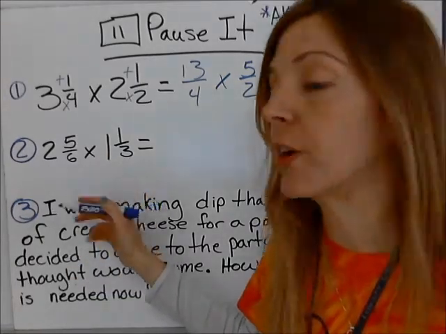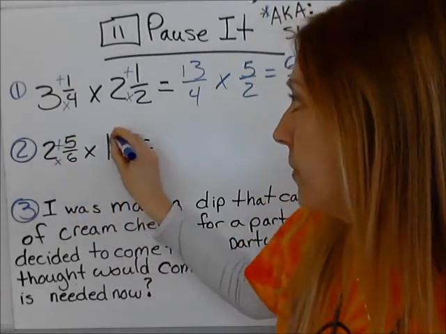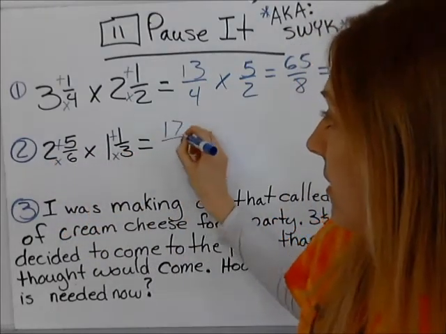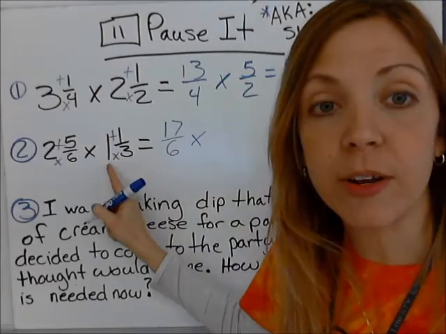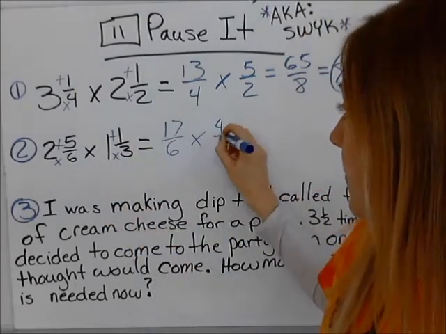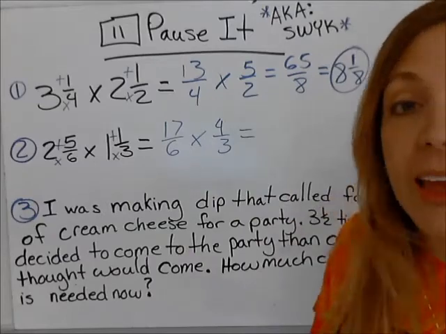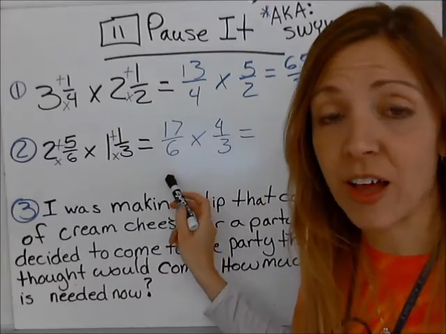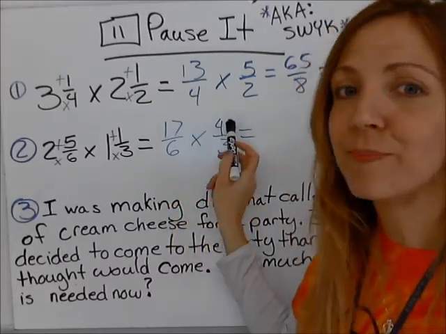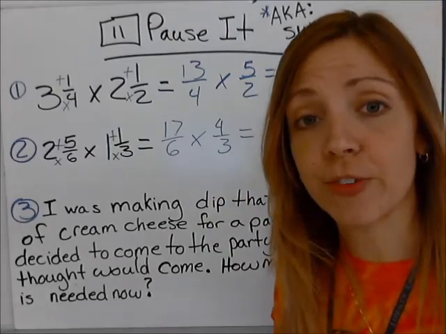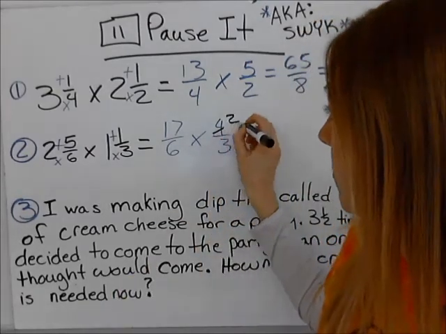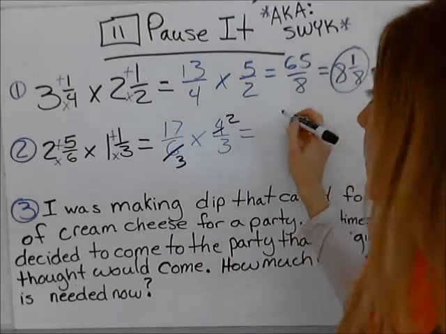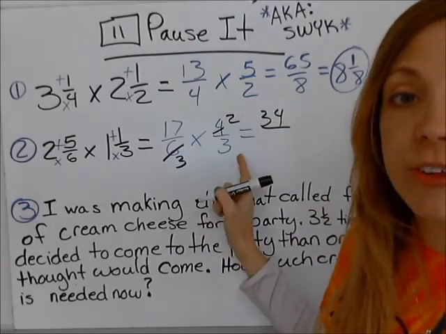2 5/6 and 1 1/3. Bottom times big plus top. 6 times 2 is 12 plus 5 is 17. 3 times 1 is 3 plus 1 is 4. I can top and bottom simplify on this one. 4 and 3 do not have a common factor. 17 and 6 do not. 17 and 3 do not, but 4 and 6 do. 4 and 6 are both divisible by 2. So 4 divided by 2 is 2, and 6 divided by 2 is 3. 17 times 2 is 34, and 3 times 3 is 9.